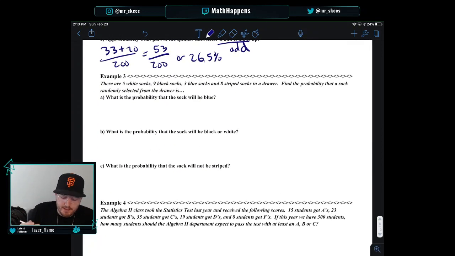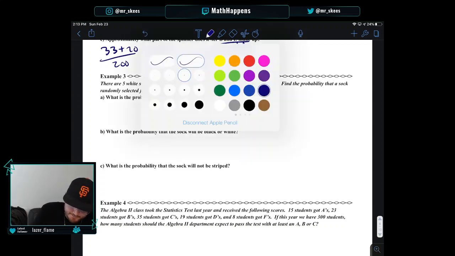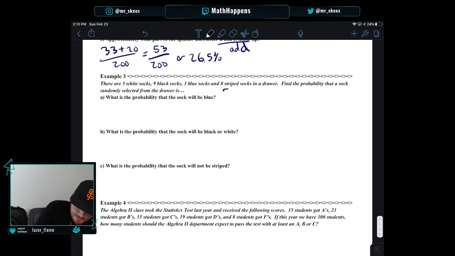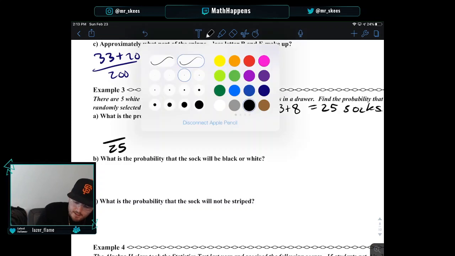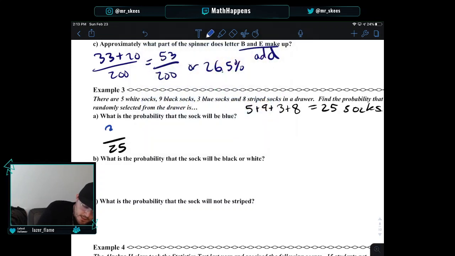There are 5 white socks, 9 black socks, 3 blue socks, and 8 striped socks in a drawer. Find the probability that a sock randomly selected from the drawer is blue. Well, we need to know how many socks there are in the first place. So 5 plus 9 plus 3 plus 8. There's 25 socks. So what is the probability that it's blue? Well, there's 25 possibilities, and there are 3 blue socks.